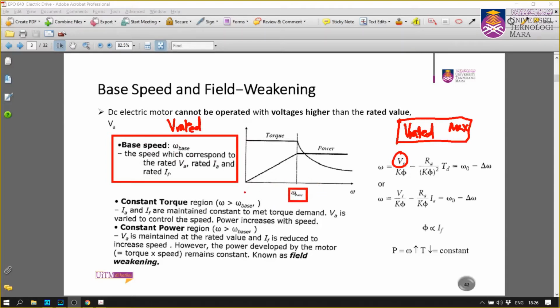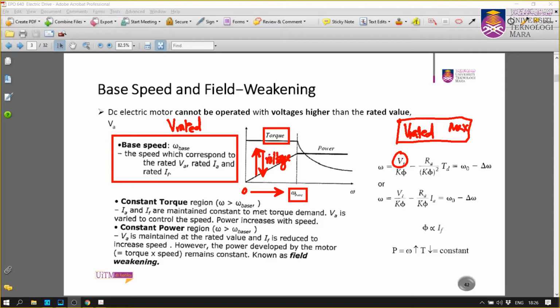So from zero speed up to that particular base, the omega base or base speed, you can increase or reduce the voltage. In that operation, we usually have a constant torque there, right? We have constant torque operation there.